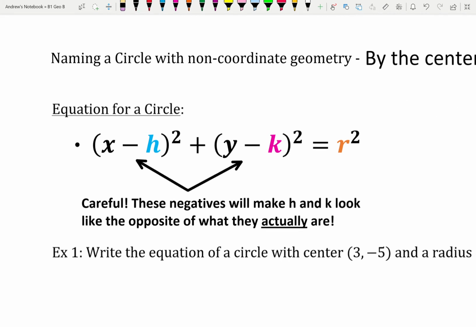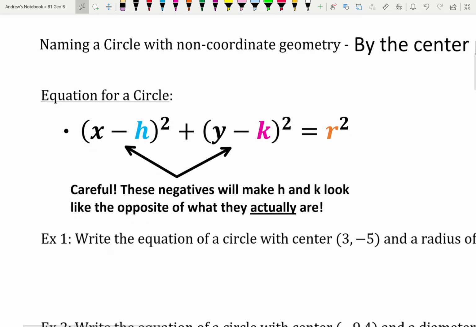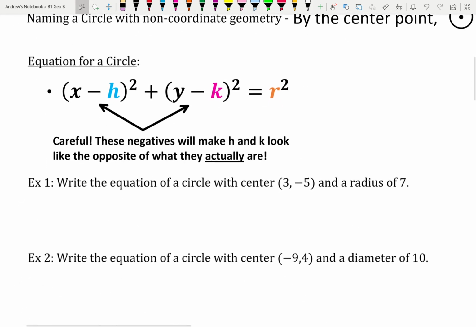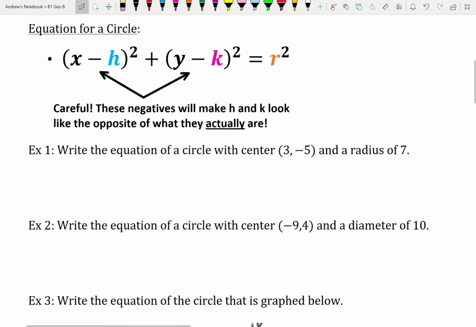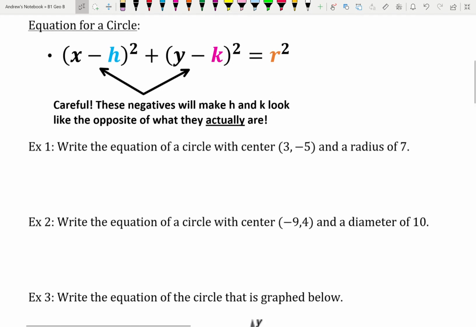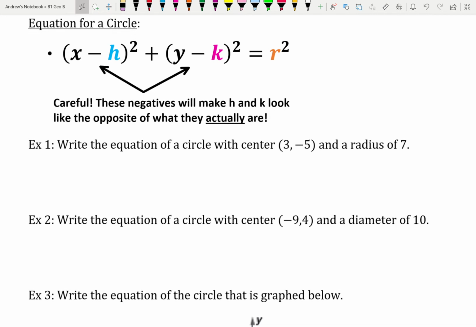So let's take a look at an actual problem. There's two main things that we're going to be focusing on, well, I guess like 2.5. But one of them is we're going to focus on how to write the equation given some information. So this first one here, we're going to write the equation of a circle with a center at (3, -5) that has a radius of 7.